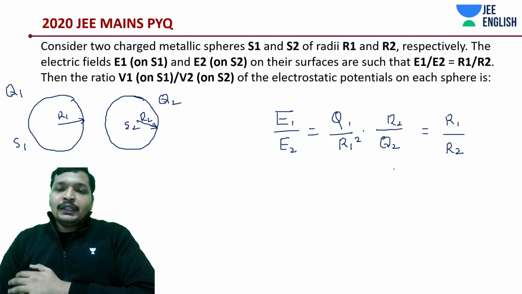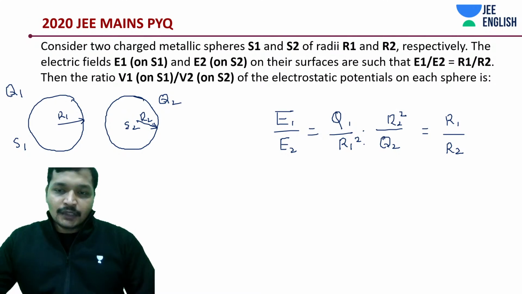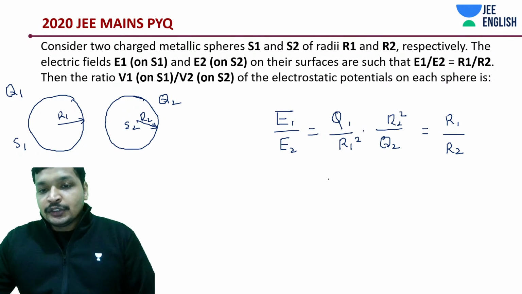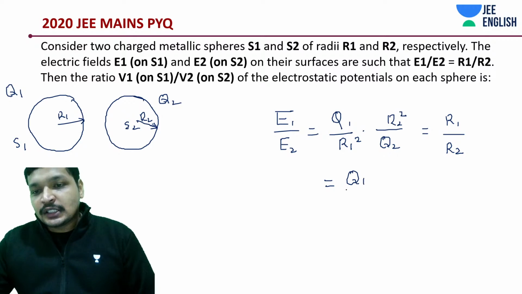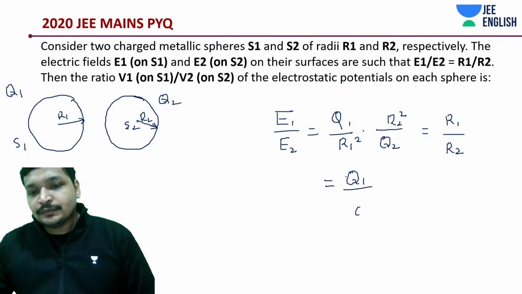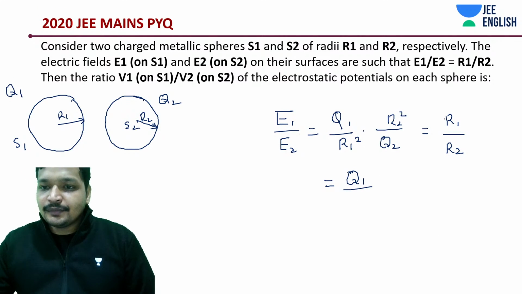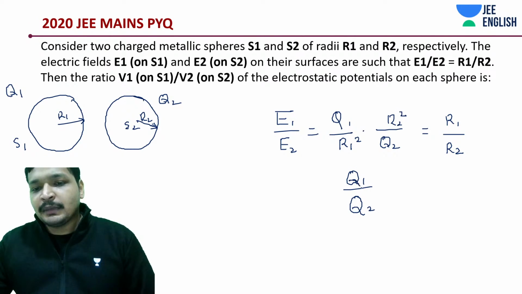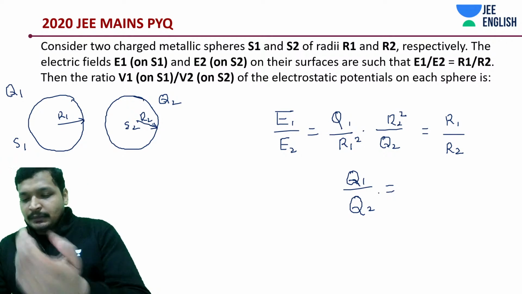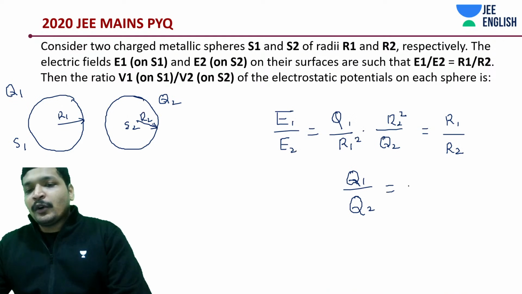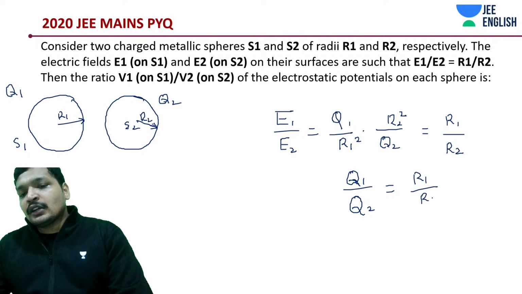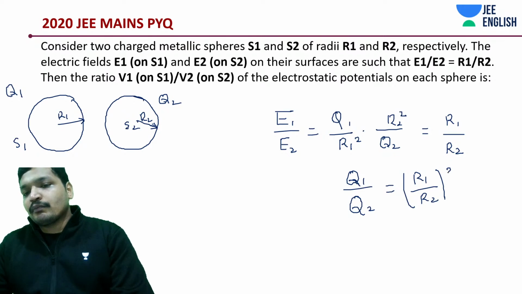Even here we can manipulate it anyway. So Q1 by Q2 is going to be R1 cube by R2 cube. That's what you are getting. From these both we get the Q1 by Q2 ratio. It can be a different kind of question, so it's good to know methods. It can be a varying charge, etc. So this should be R1 by R2 whole cube.